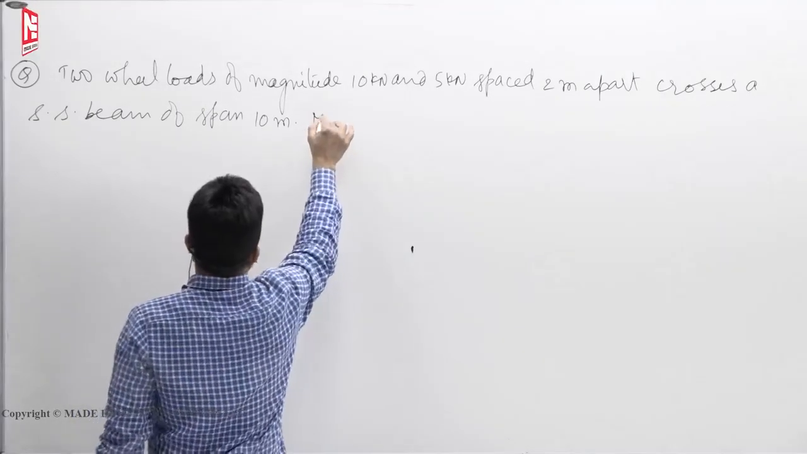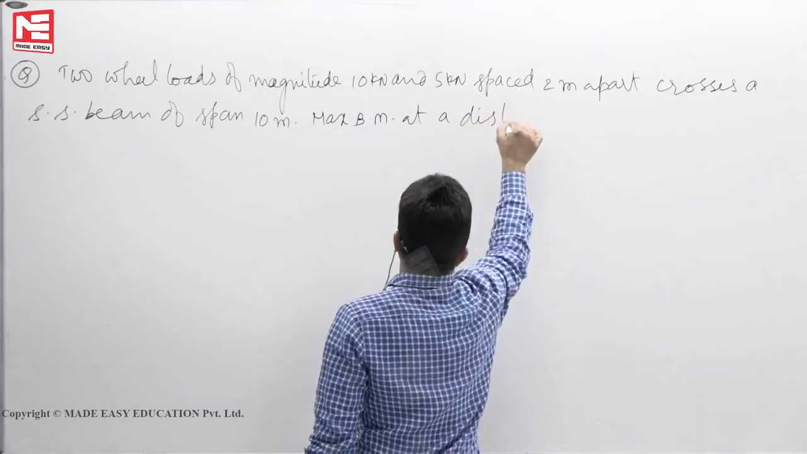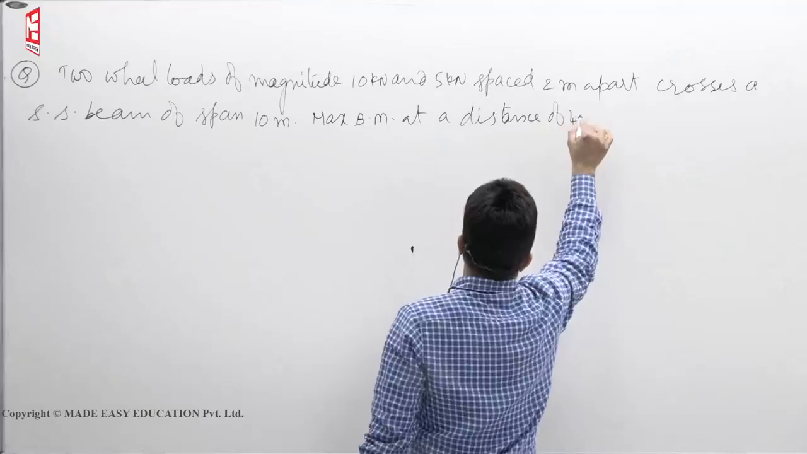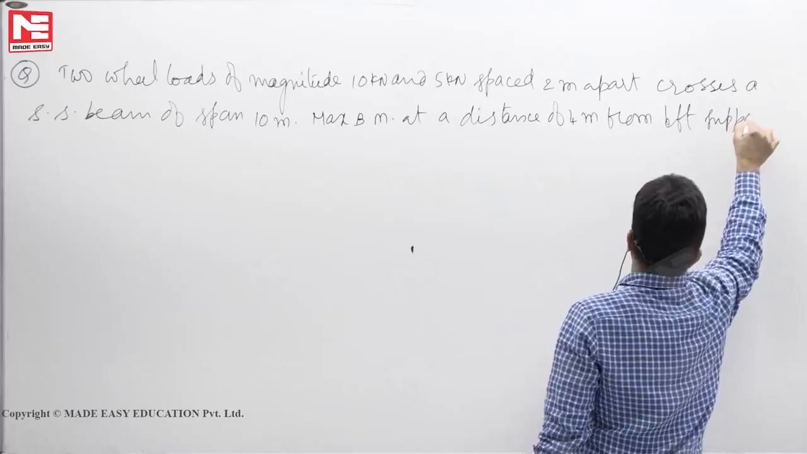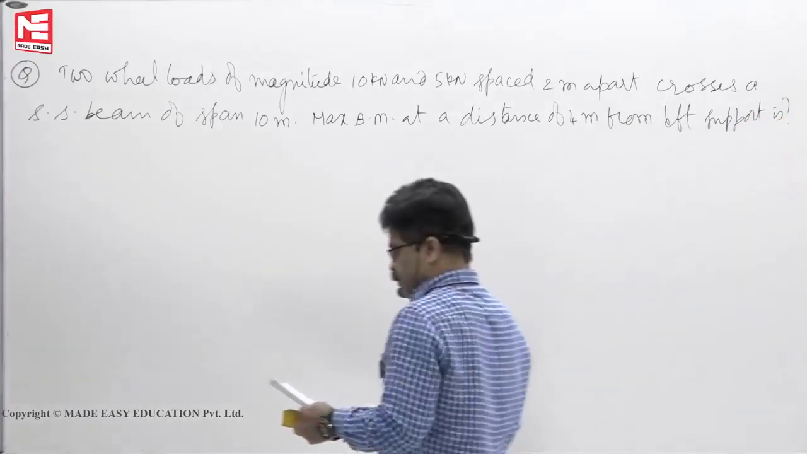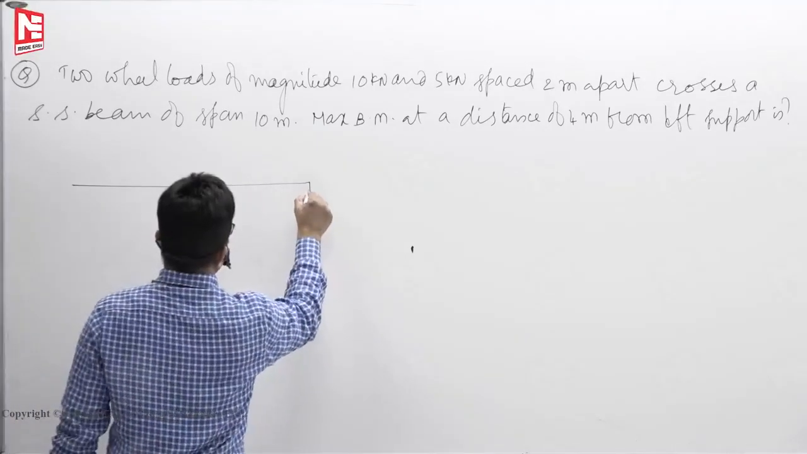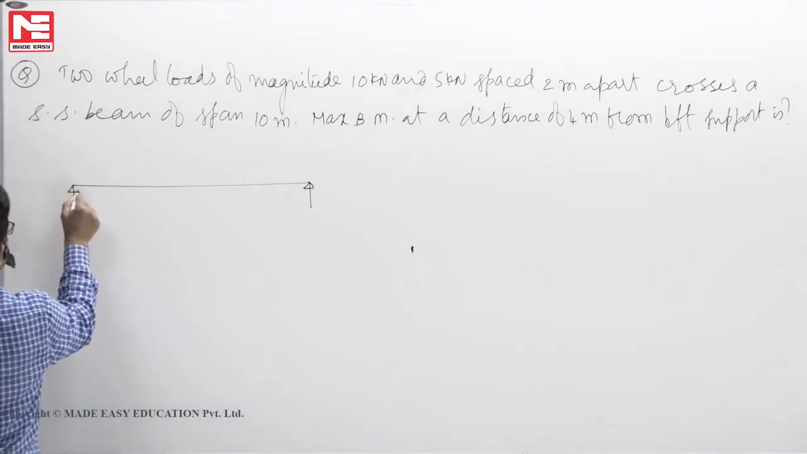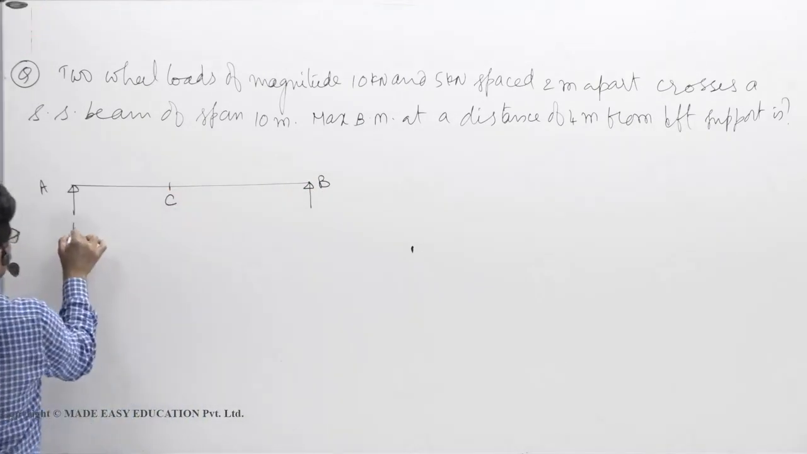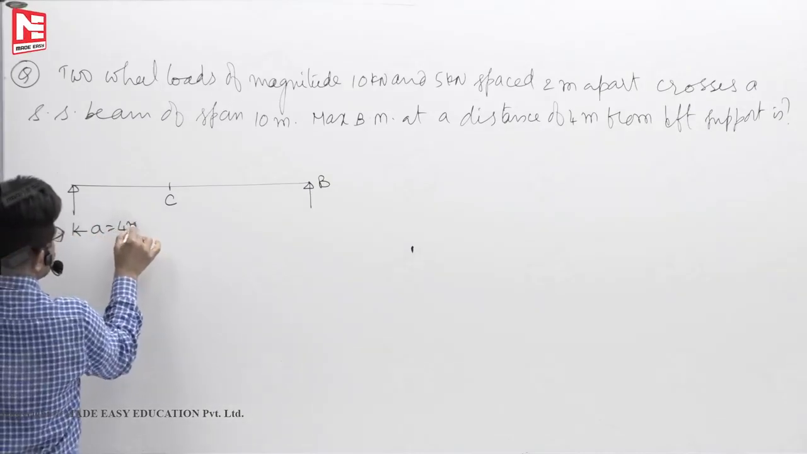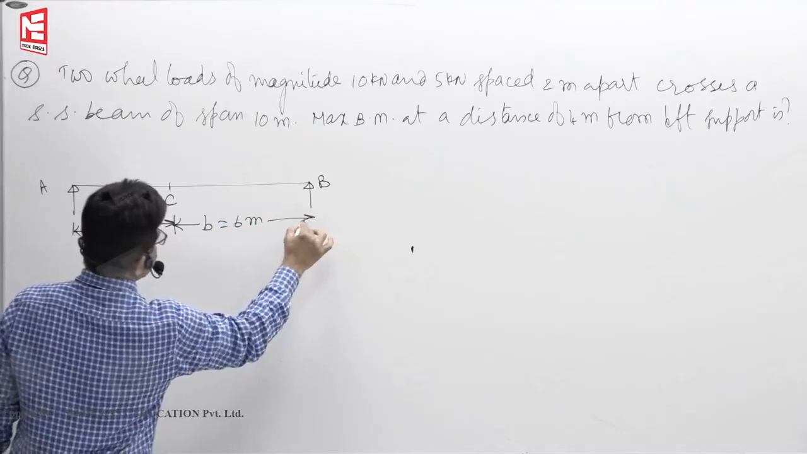Maximum bending moment at a distance of 4 meters from left support is. Now you see, we have a simply supported beam AB. This point, let us say C. Now he is asking at a distance of 4 meters from left support. So A is 4 meters, B becomes 6 meters.